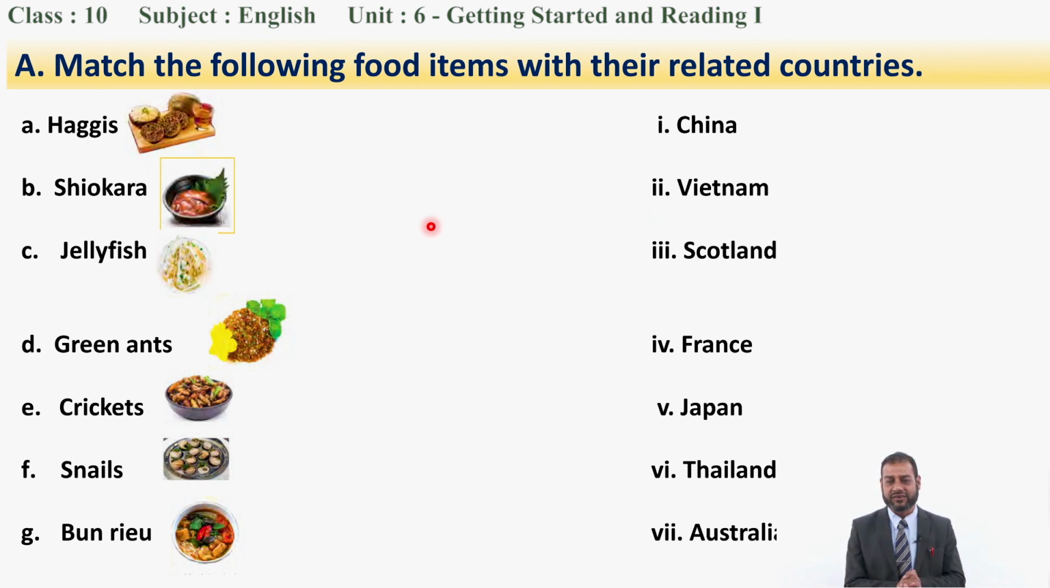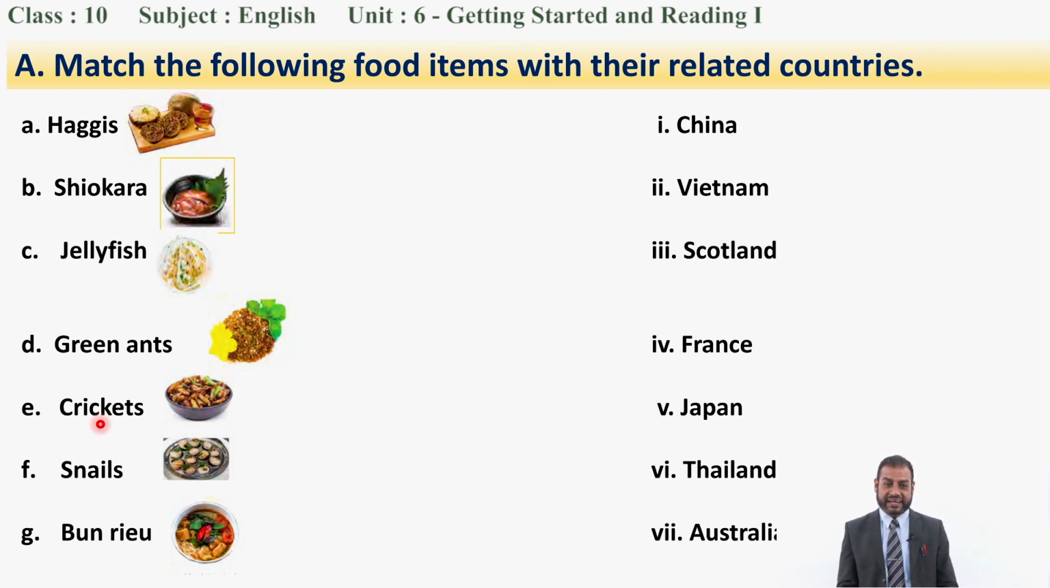You have to match now. Have you matched it? Good job. Later we'll discuss, okay? Now, next food, shiokara. Again, you have to match this food, shiokara, with its related country. Which is it? Have you done it? Well done. Next item we have is jellyfish. Again, you have to match with its related country. Please do it. Have you done?